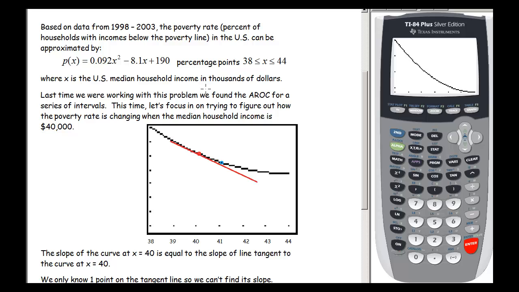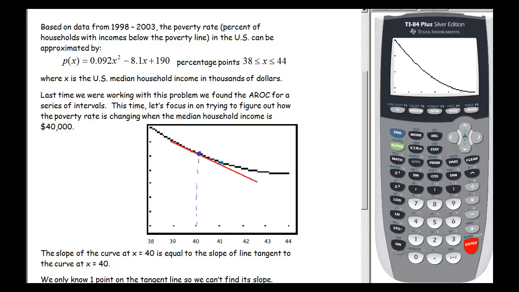Let's look at the same example that we were looking at in the last video, the poverty rate problem. So here's my poverty rate curve that I had worked with earlier. Last time we were looking at what the average rate of change was doing as we increased from, say, 39 to 39.5 or 39.5 to 40. This time, I want to look at what's going on right here at x equals 40. How is our poverty rate changing right at this x value? To answer that question, we need to find the slope of this tangent line.